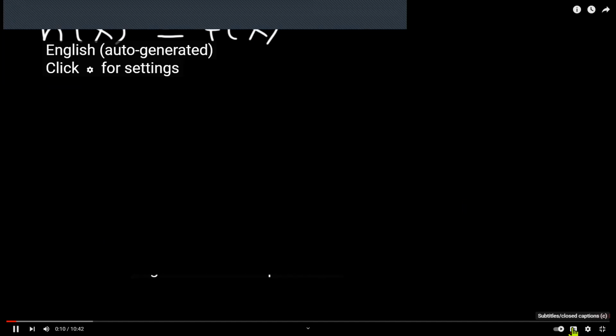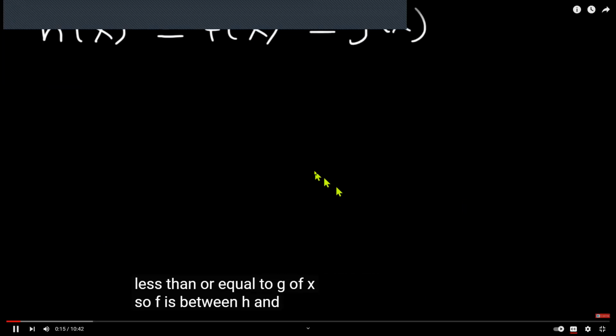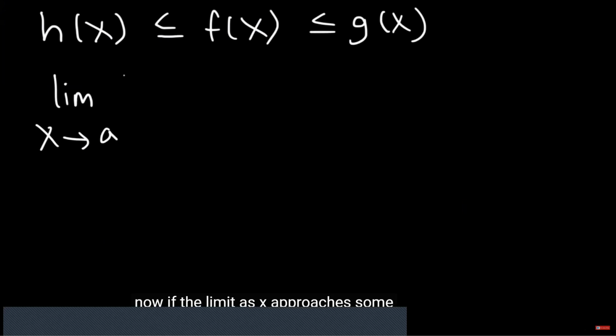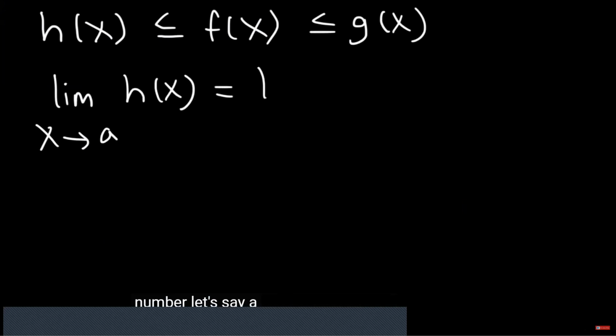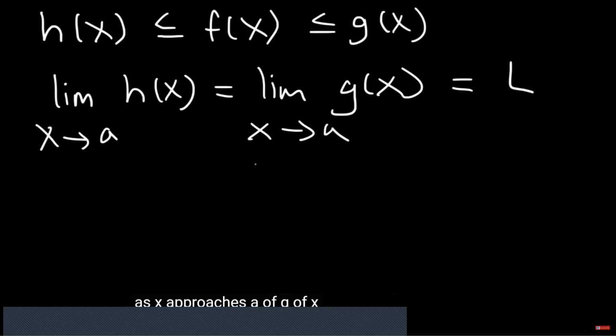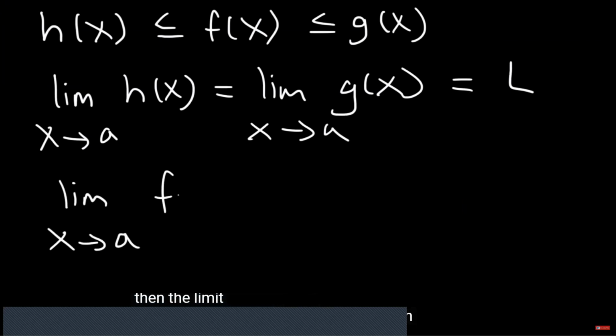The main idea behind the squeeze theorem is that, let's say that f of x is greater than or equal to h of x, but less than or equal to g of x. So f is between h and g. Now, if the limit as x approaches some number, let's say a, of h of x is the same as the limit as x approaches a of g of x, and let's say that value is L, then the limit as x approaches a of the middle function f of x must also be equal to L.